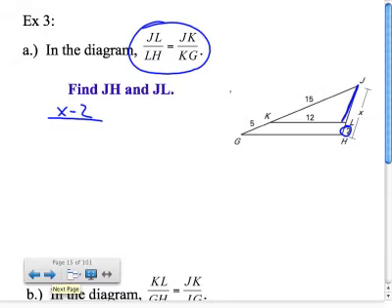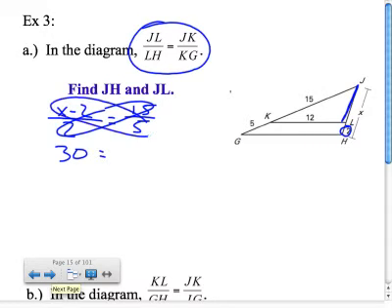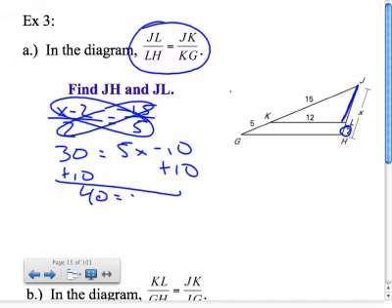So JL over LH, which is 2, equals JK, which is 15, over KG, which is 5. Cross multiply and solve. 15 times 2 makes 30. When I cross multiply this way, make sure you distribute the 5 so you get 5x minus 10. And then you're just using algebra. Add your 10 to both sides. 40 equals 5x. Divide both sides by 5.